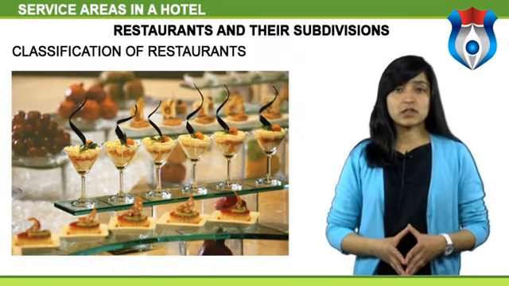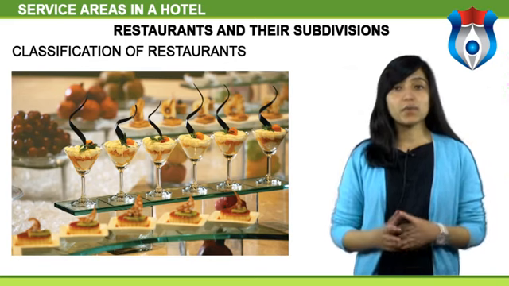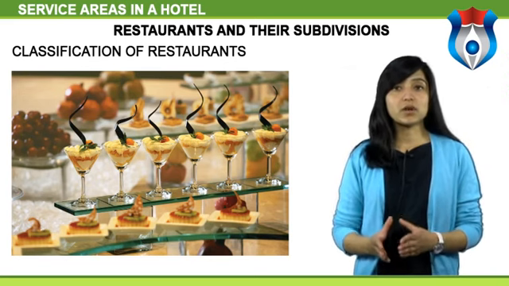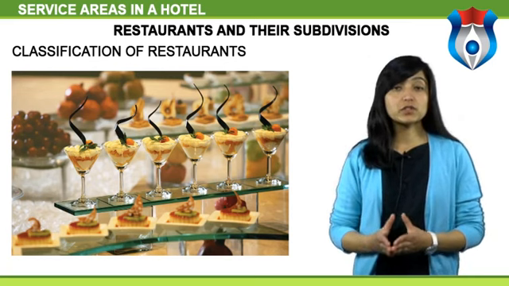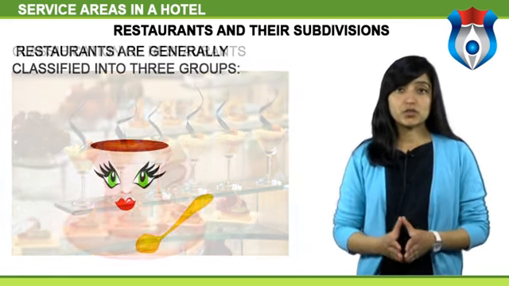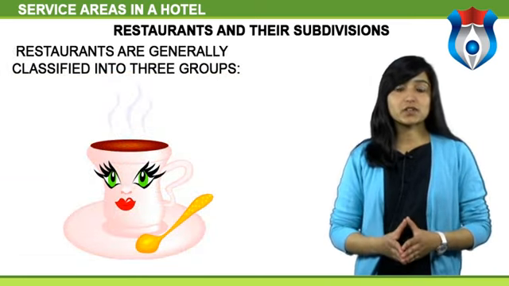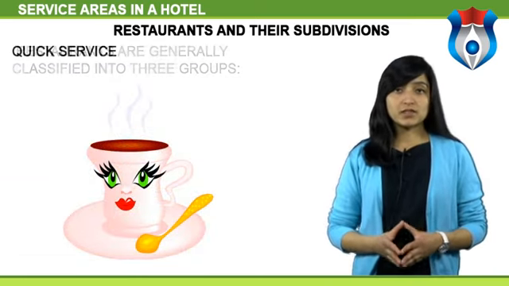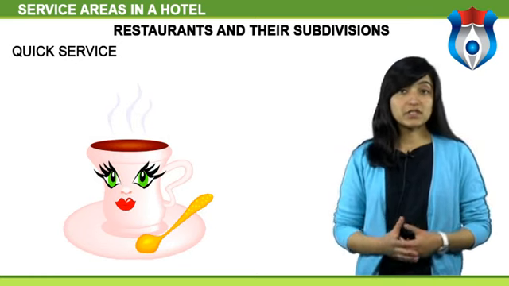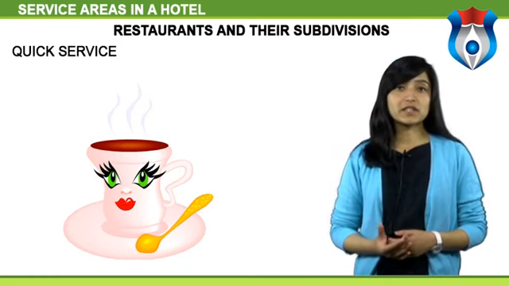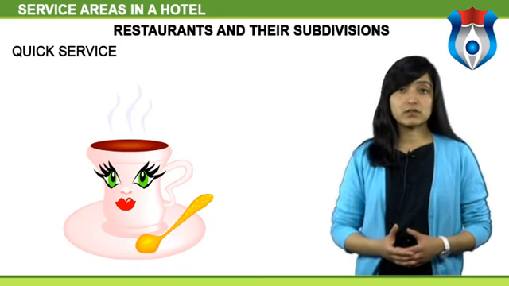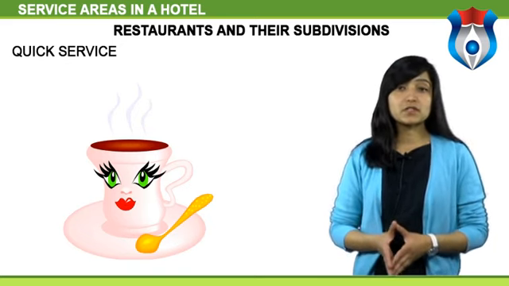Classification of restaurants. Restaurants can be classified by whether they provide places to sit, whether they are served by wait staff and the quality of the service, the formal atmosphere and the price range. Restaurants are generally classified into three groups. Quick service, also known as fast food restaurants. They offer limited menus that are prepared quickly. They usually have drive-through windows and takeout. They may also be self-service outfits.